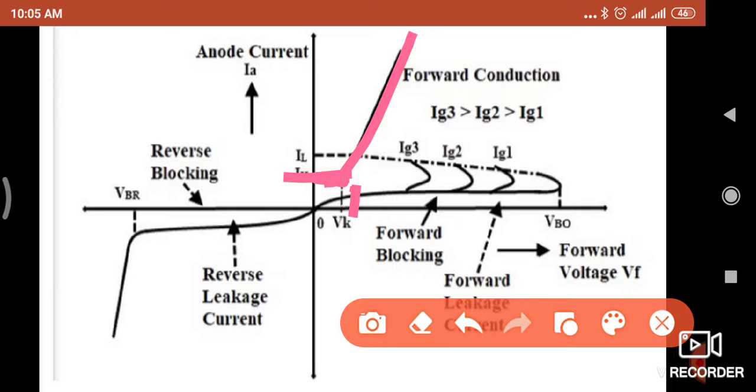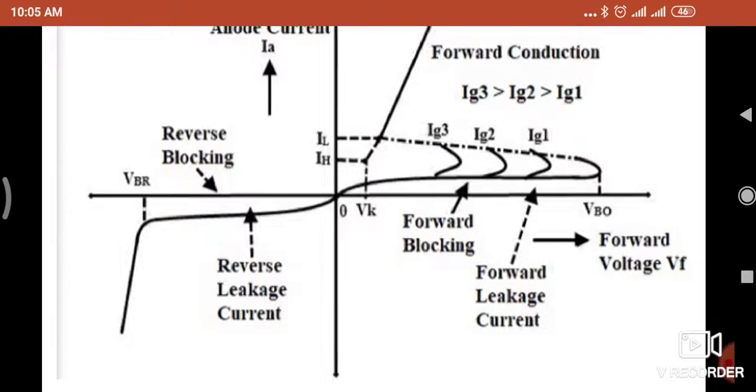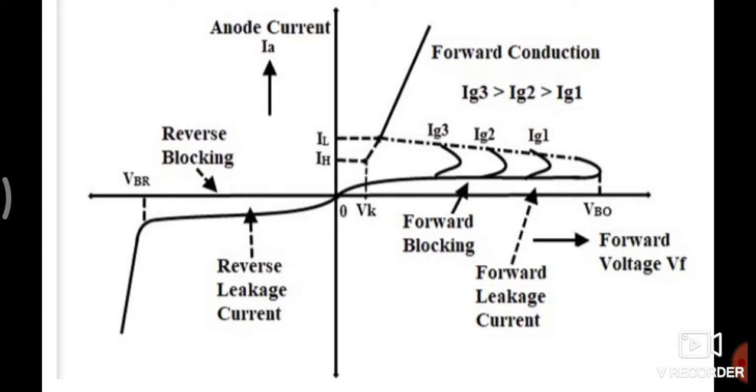Holding current means below that particular value the thyristor does not conduct. That means the thyristor will be turned off. Okay? So this is the holding current. Below the holding current, the thyristor will be turned off. So thyristor holding current is the minimum current to keep the SCR conducting.